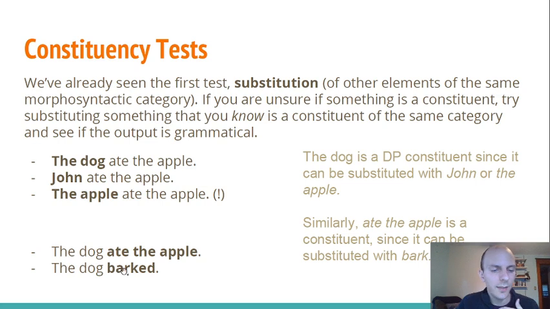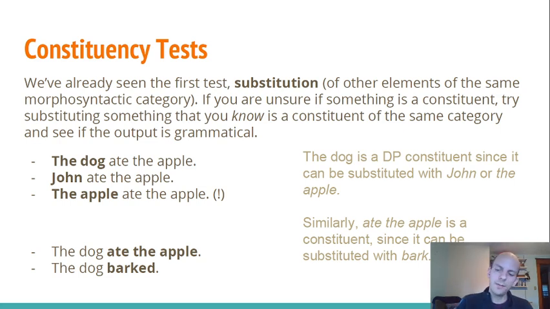Or if we look at something like this, the dog ate the apple, and we're curious if ate the apple is a constituent, we say, well, is there something we can substitute in there that makes this work? Preferably one word. Sure, barked. The dog barked. That means ate the apple. That whole phrase is a constituent, and it's a constituent of the same type as the thing we substituted in, which was a verb. These are both verb phrases. That's how substitution works.